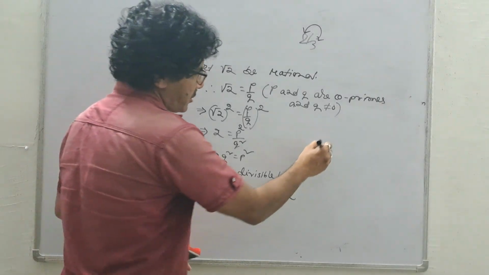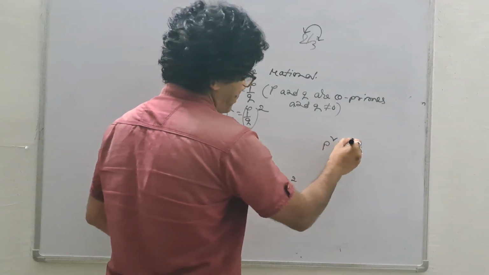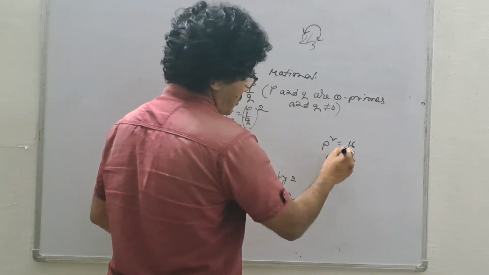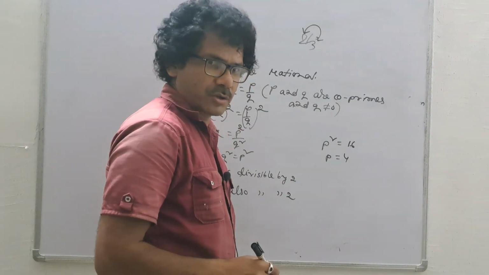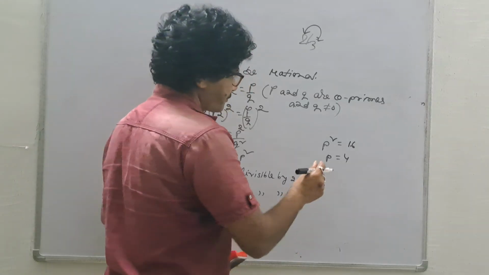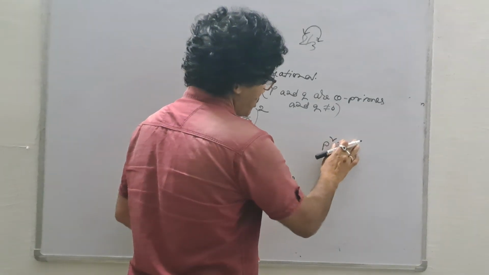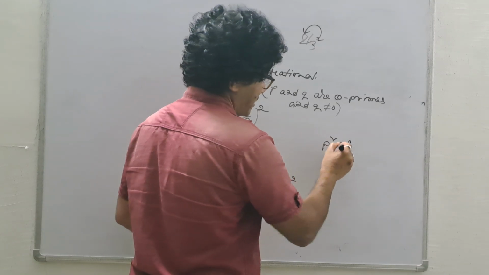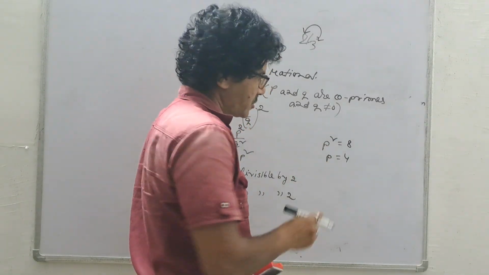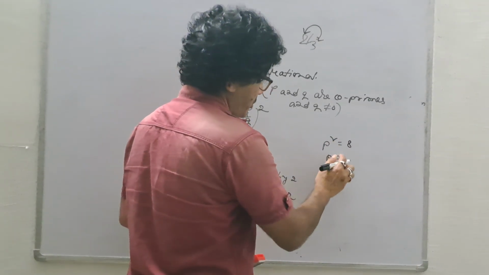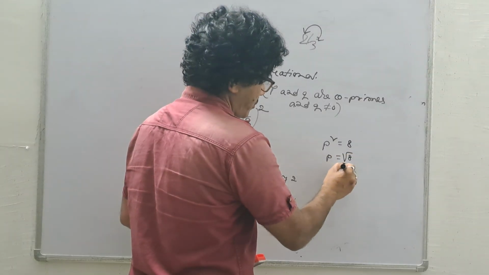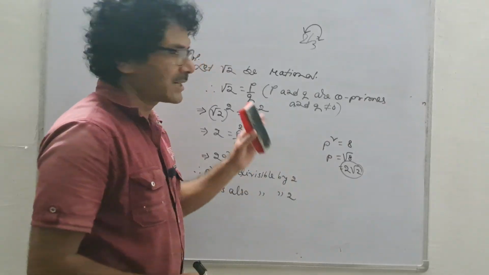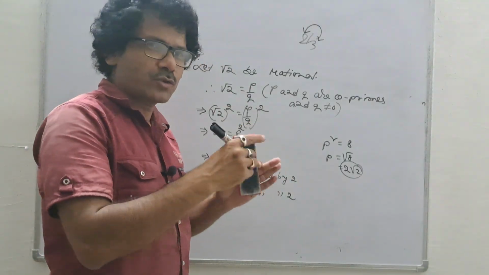Why? Suppose p square value is 16. Then p is equal to what? 4. 4 is divisible by 2. Okay. Suppose p square is divisible by 2, and you are writing suppose 8. P square is 8 you are writing. Okay. So 8 is divisible by 2. Now p will be what? Root over 8. Root over 8 means 2 root 2. So 2 root 2 is not an integer. 0, 1, minus 1, 2, minus 2, 3, minus 3, these are integers.